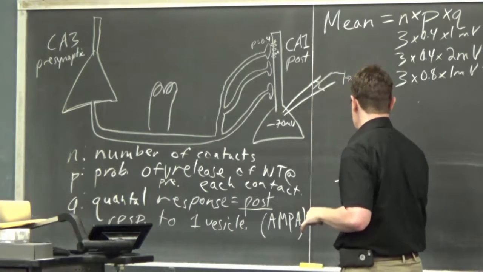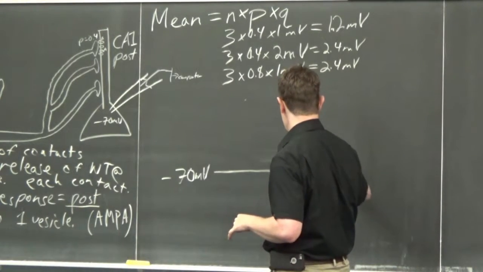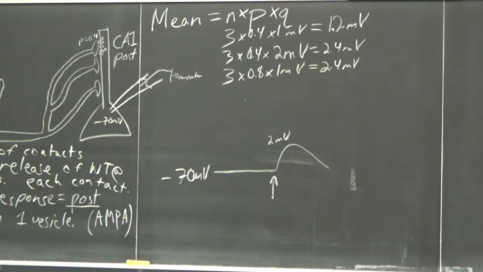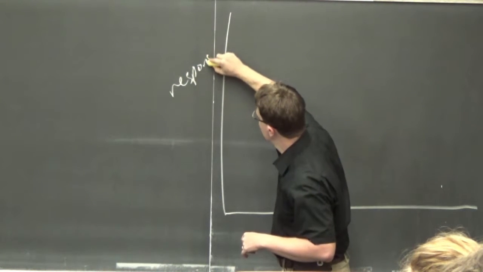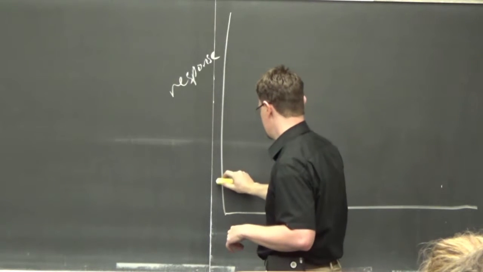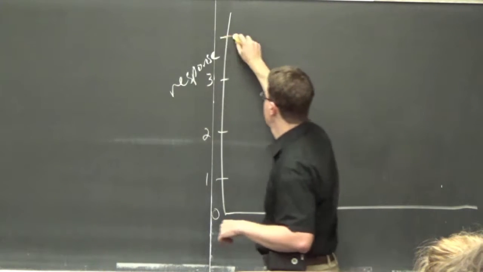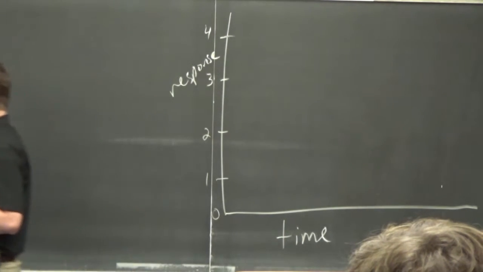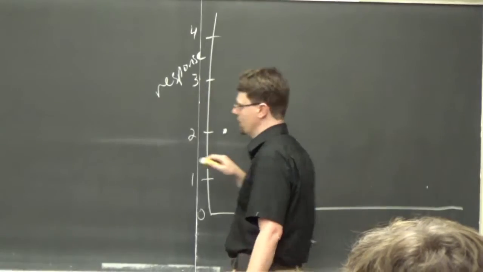And so what this looks like is our cell starts out at minus 70 millivolts, and we come along and shock the axon, and maybe we get some 2 millivolt change the first time. Then what we're gonna do is over here, we're gonna keep track of what happened. So here I've got 0, 1, 2, 3, 4. And so what I'm gonna do is shock the axon once, I get a 2 millivolt response. So over here I put a little dot, 2 millivolts, that was 2 millivolts.